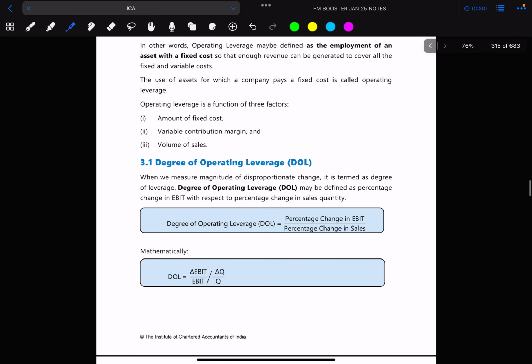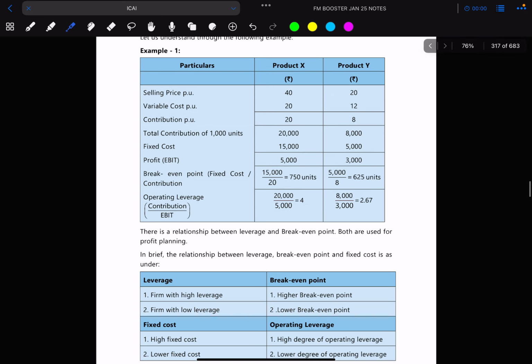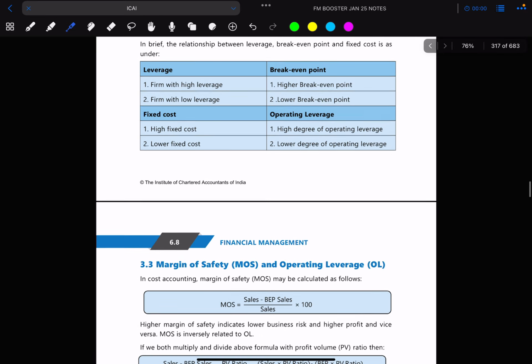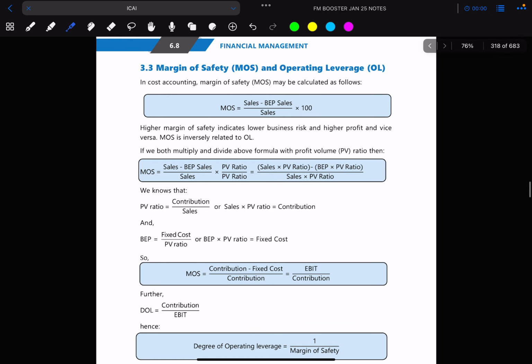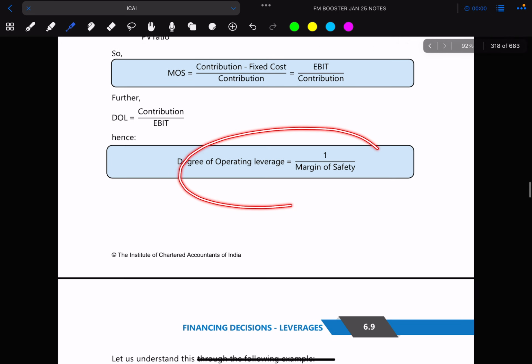This one we have studied. This one also we have studied. This is just a derivation of that thing. Nothing, bro. This one you know. This one you know. This is just a derivation, and this you have already studied.